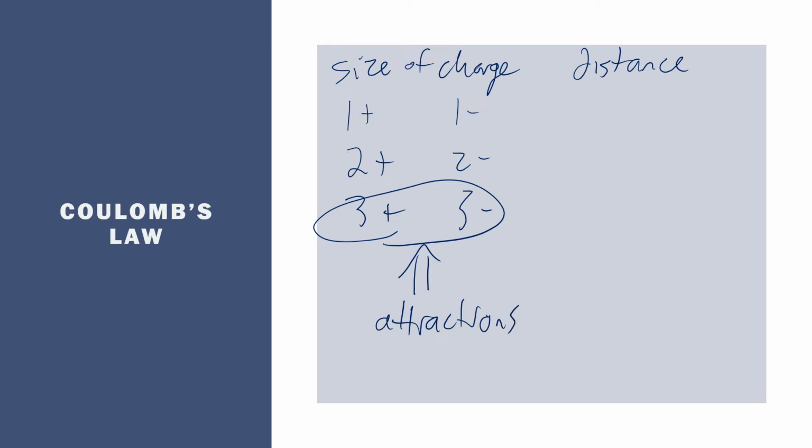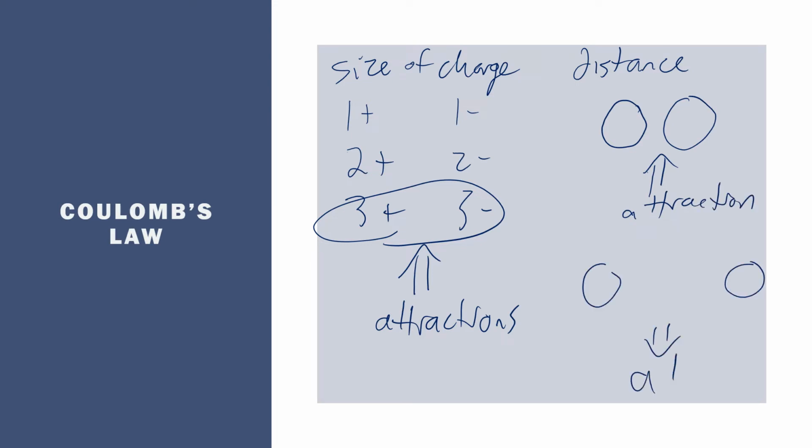And then distance is kind of the opposite effect. If two charged particles are really close to each other, that's going to have a large attraction, whereas if they're further apart, it's going to have a smaller attraction. So as the size of the charge increases, the attractions increase. As the distance decreases, the attractions increase. And again, that means smaller particles can get physically closer together than larger things can. So that affects the distance as well.